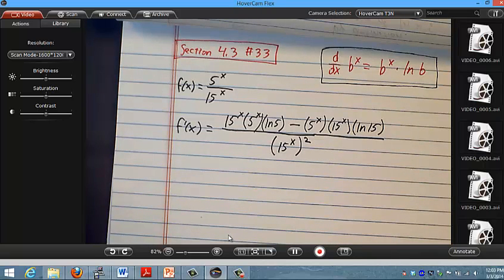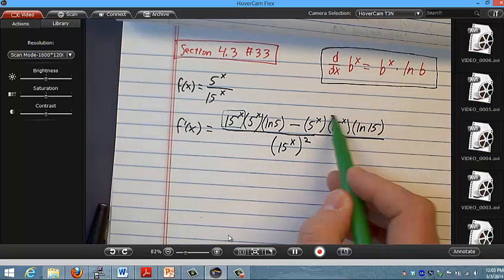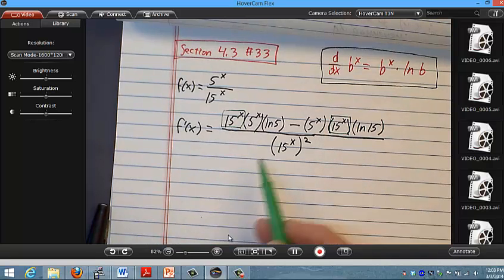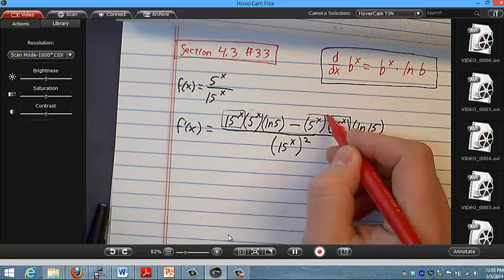So now, let's see. I want to try and simplify a little bit. So one thing I could do is I could look for common factors. Do you see a common factor we could take out of the numerator? Yeah, there's a 15 to the x in common. There's a 5 to the x in common. Right? So maybe I'll pull those out.